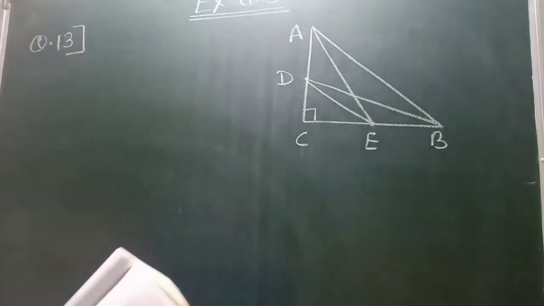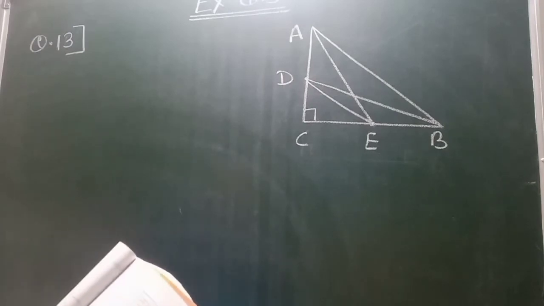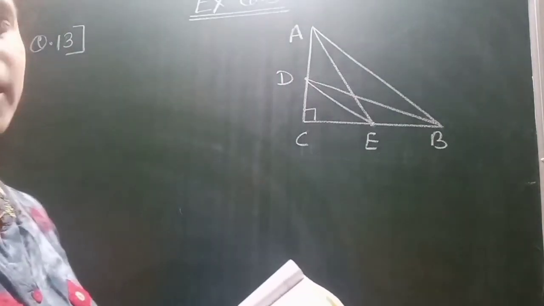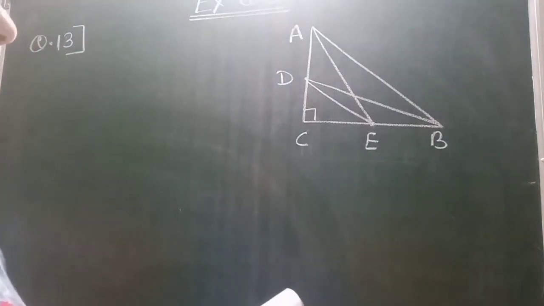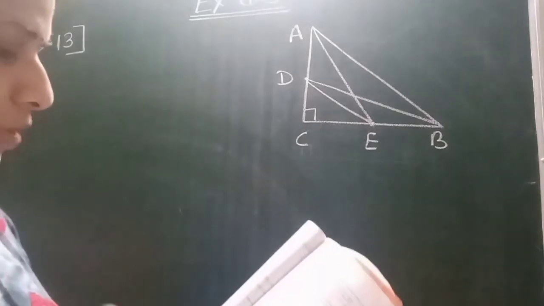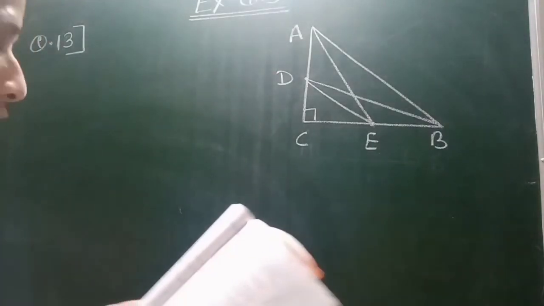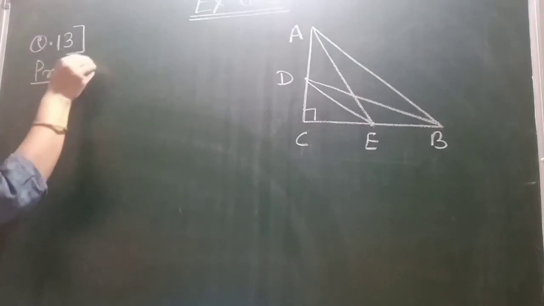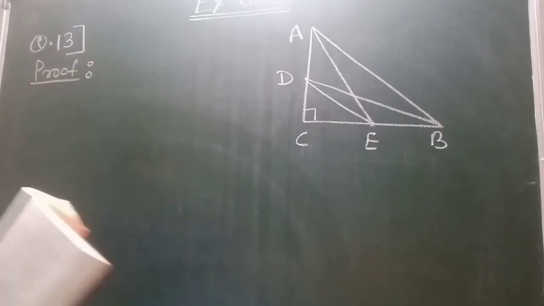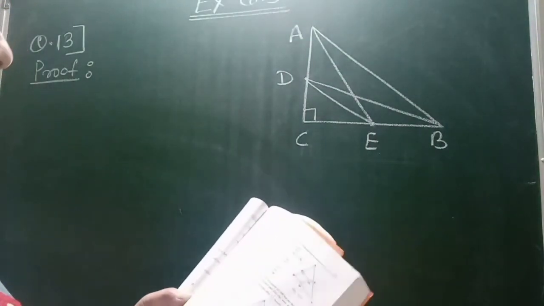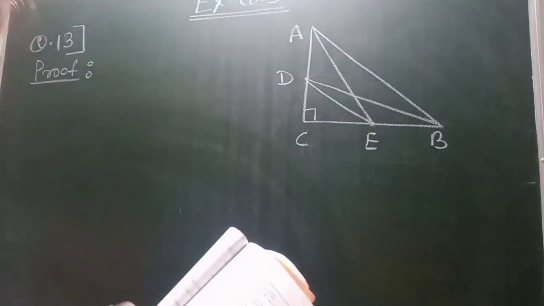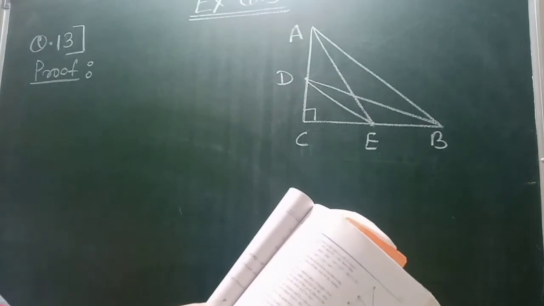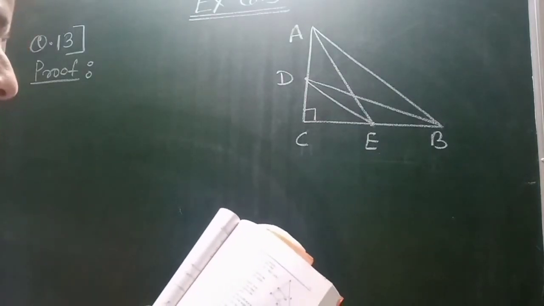So student, what you have to write in the given part? ABC is a right angle triangle where angle C equals 90 degree. Then you have to write to prove. Directly we are proving this question. Okay student, we have to prove that AE square plus BD square equals AB square plus DE square.